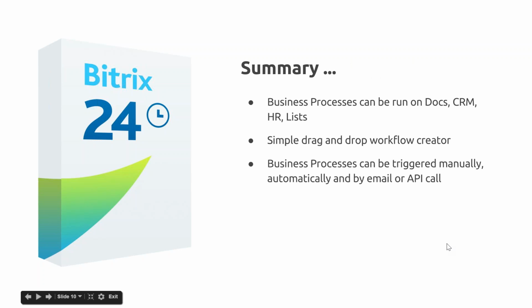So in summary, business processes can be run on a number of items, including documents, CRM items, HR and lists. Bitrix24 includes a very good, simple drag and drop workflow creator, and business processes can be triggered manually. They can be run automatically based on the condition of an item, and with a self-hosted solution they can be triggered by an email or an API call.